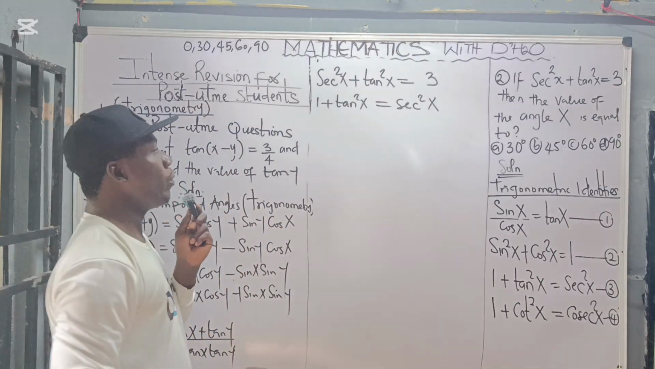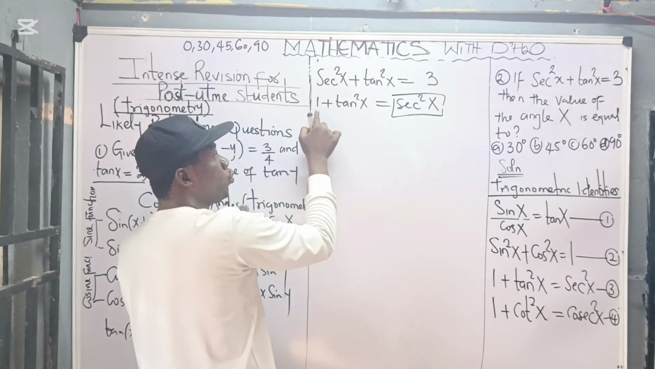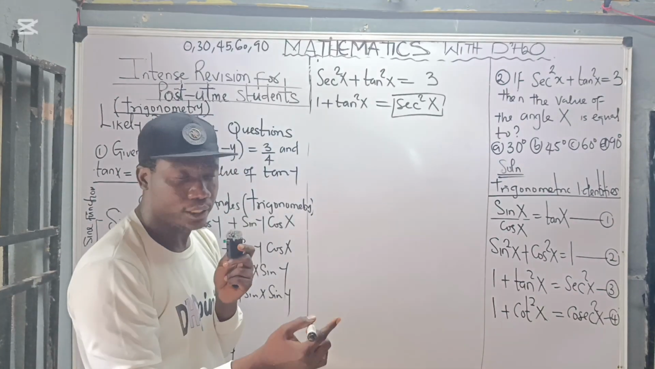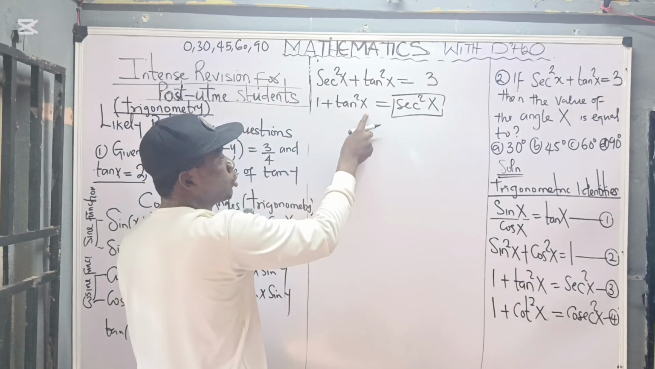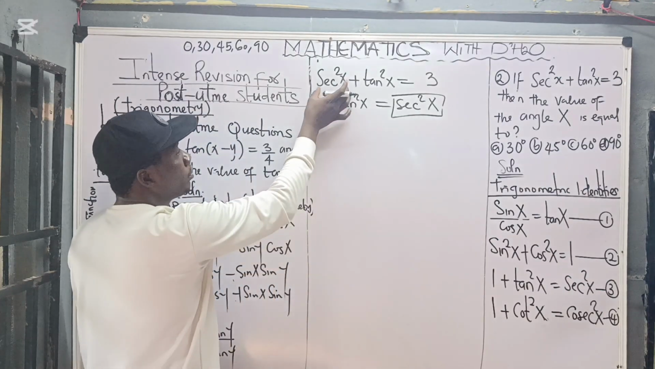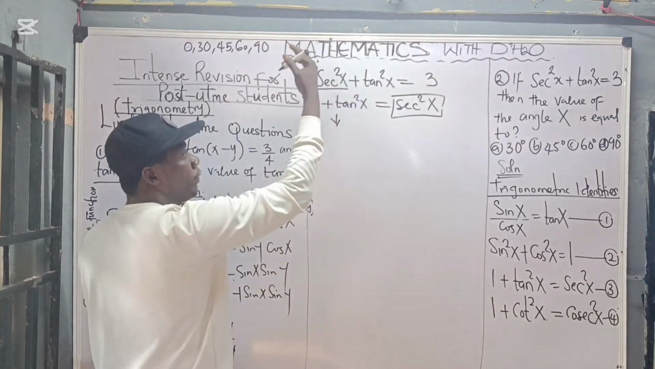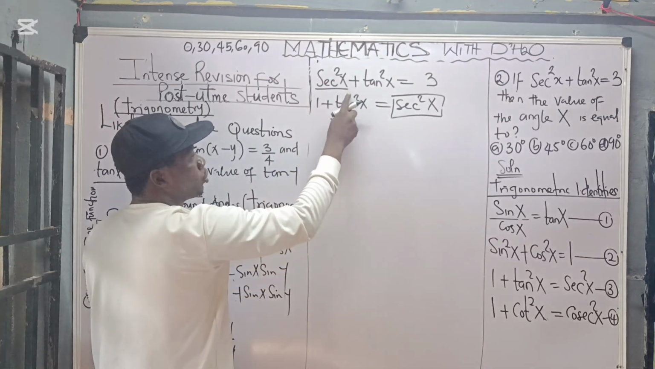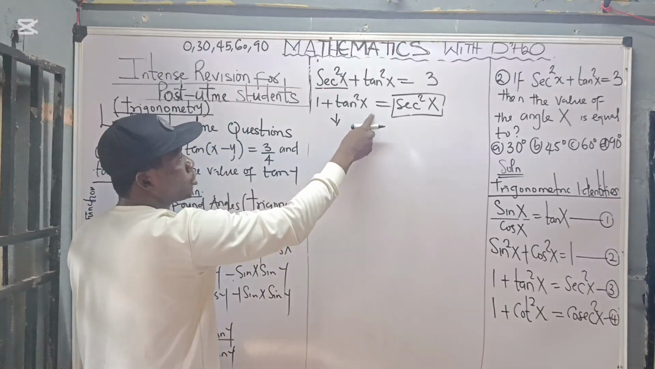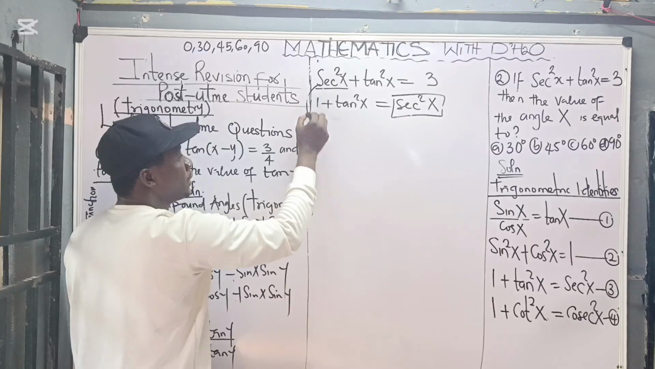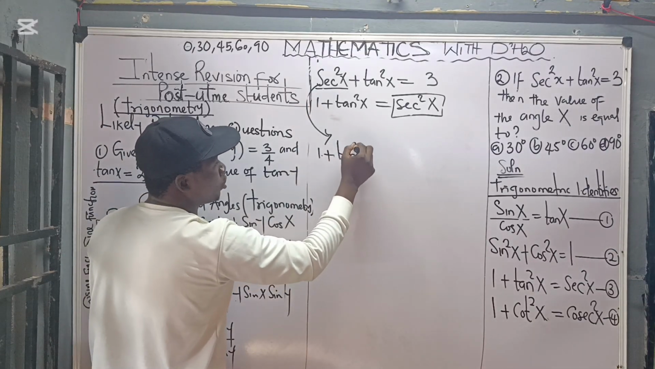So it means that whenever we see sec square x, we should remove it and replace it with 1 plus tan square x. So this sec square x, we'll replace it with 1 plus tan square x. So let's do it quickly. This place now I'm going to remove, because this 1 plus tan square x is what gives us sec square x. So whenever you see sec square x, you put 1 plus tan square x.